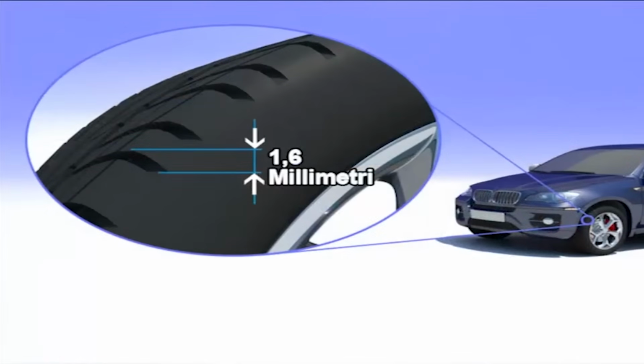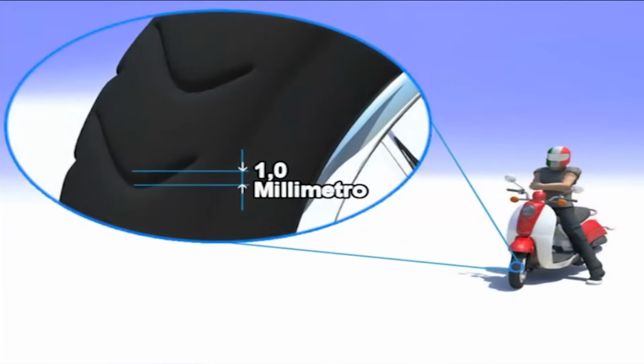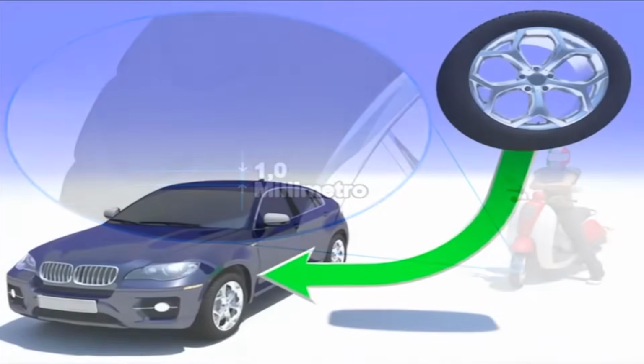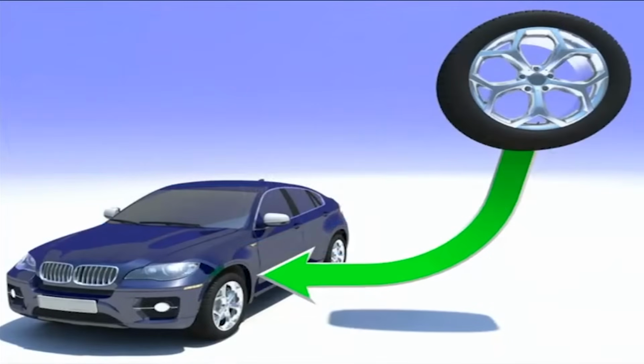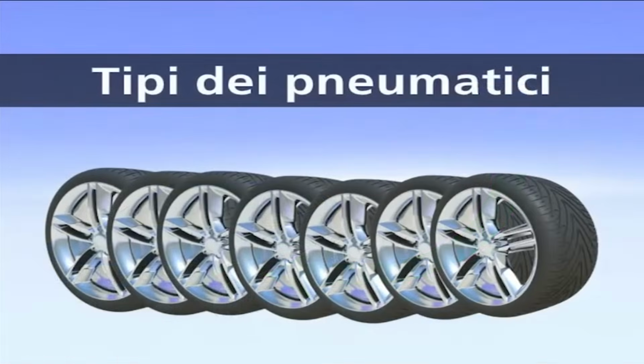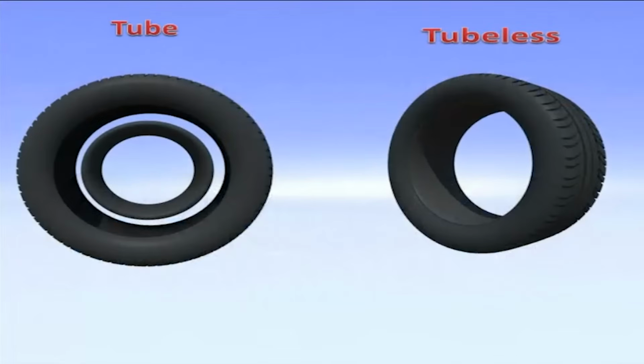Other aspects to check regularly for tires are the wear conditions on the sides, to prevent sudden bursting or deflating. The minimum tread depth, which in the case of a motor vehicle must be 1.6 millimeters, while for motorcycles it must be 1 millimeter. And finally, we have to replace the tires after a few years, even if they are not worn, to prevent failures due to an aging process.